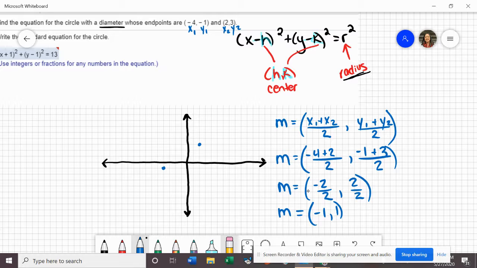So let's use a different color here. Let's use red for my midpoint. So my midpoint would be (-1, 1) right there in red. And that does look like it's in the middle.